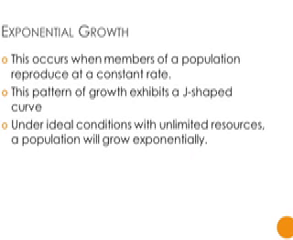Under ideal conditions, with unlimited resources, a population will grow exponentially. In nature, however, exponential growth does not go on for long. Resources are used up in time, and this causes population growth to slow or stop. That doesn't mean that there are no more babies being born. It just means that the growth rate, or the speed at which this population is growing, slows down a little bit. Predators and disease also slow exponential growth.